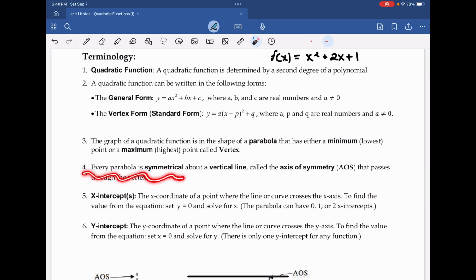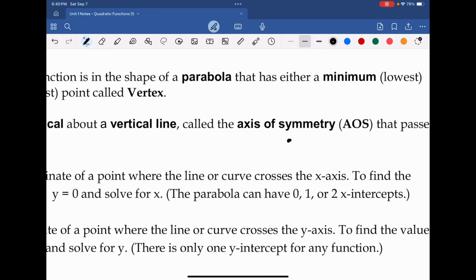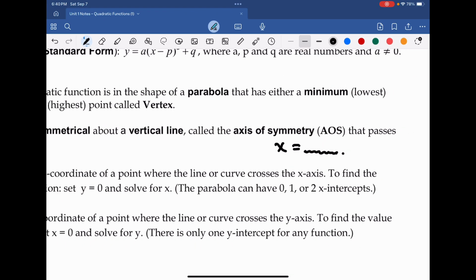Every parabola is going to be symmetrical about some vertical line, which we call the axis of symmetry. And remember, it's always a definition of x is equal to. So if you wanted to in your notes here, you could write that we always define it as x equals blank. Whatever that blank is, it's the x value at which it's divided in half.